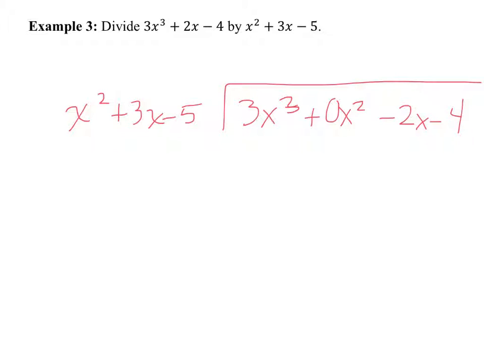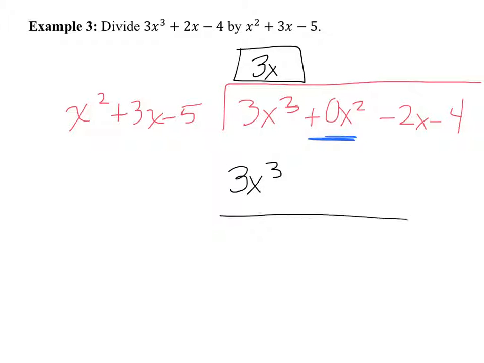I'll circle or underline that in blue. Right there, okay? The 0 placeholder. Charles, tell me what I should put in the first spot up top. 3x. Why not just 3, Charles? Because it has to cancel out. I need to get a 3x cubed right here. So 3x times x squared gives me 3x cubed.